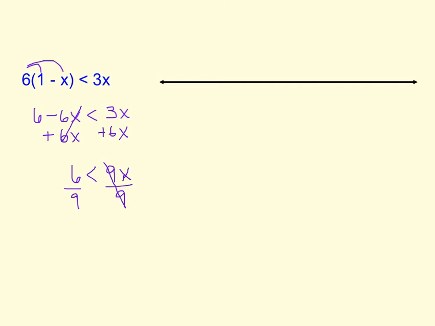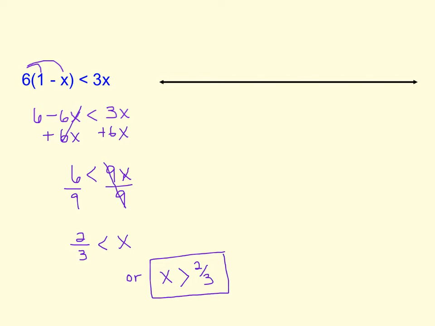However, can we reduce 6 over 9? You can divide them both by 3. 6 divided by 3 is 2, and 9 divided by 3 is 3. Then just carry everything else down. So 2/3 is less than x, but because I'm going to graph this, I'm going to flip everything around so the variable is on the left side. So I'm going to say x is greater than 2/3. This is what we're going to graph.